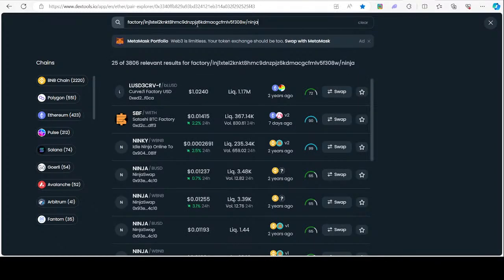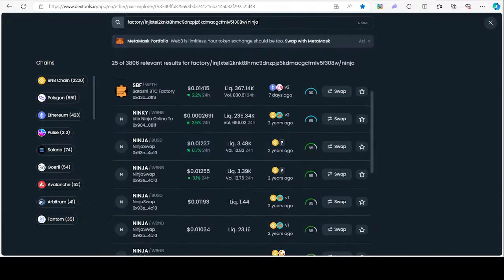See how it has the ninja on there? So is that an NFT? No, it's not. It's a coin. It's not this one. Ninja. Yeah, it's none of these, right?